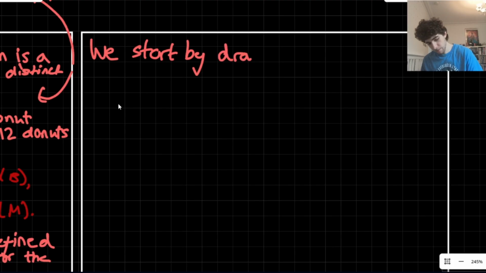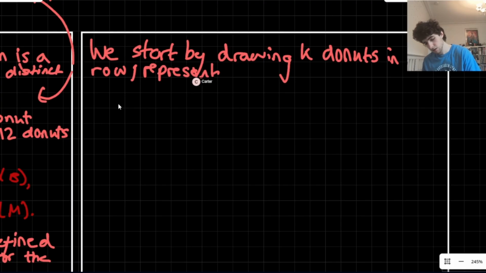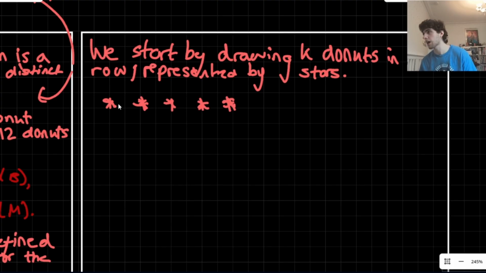So we start by drawing k donuts in a row. I'll represent them using stars, just to keep things simple. Okay, so I just have k stars in a row, representing my donuts, and I'm going to insert these vertical lines. Specifically, I'm going to insert n-1 vertical lines, where n is the number of flavors of donuts that I have. I'm going to insert n-1, because when I insert n-1 lines, I make n different regions. So here I've inserted 2 vertical lines, and I have 3 different regions that I created.